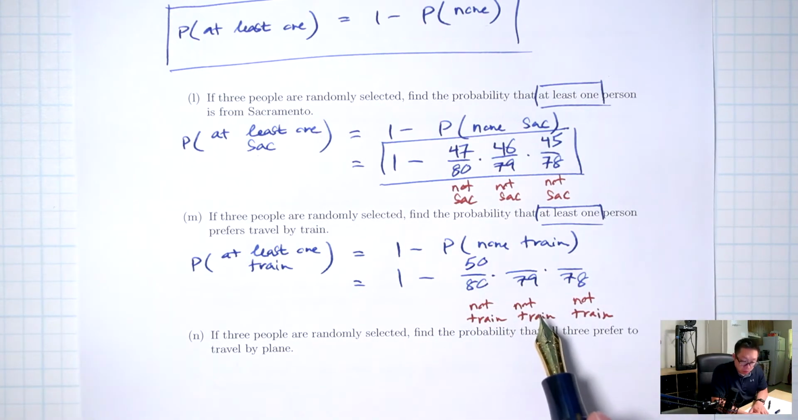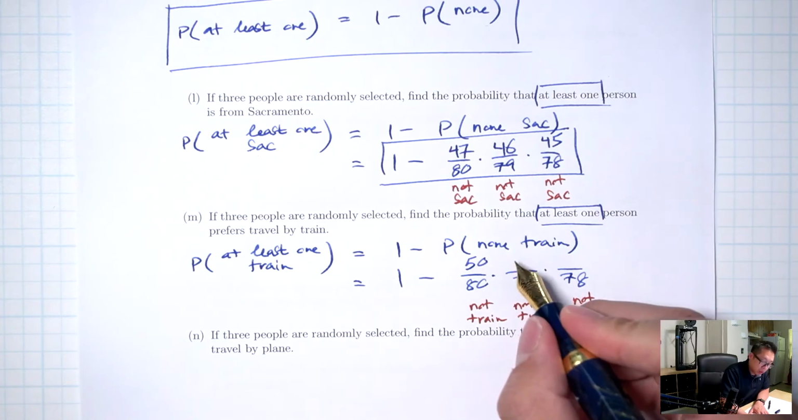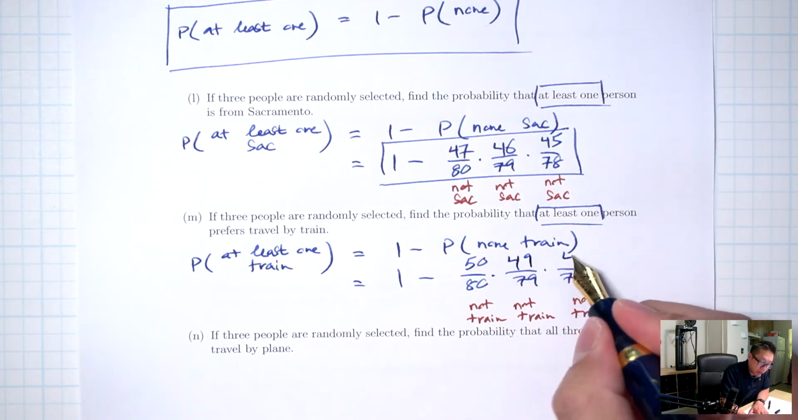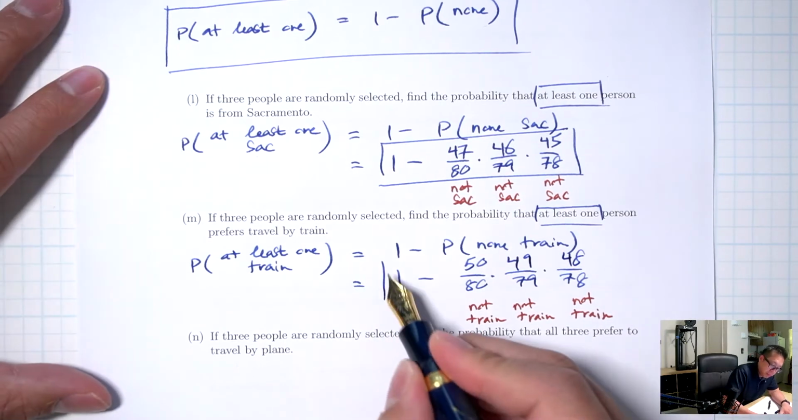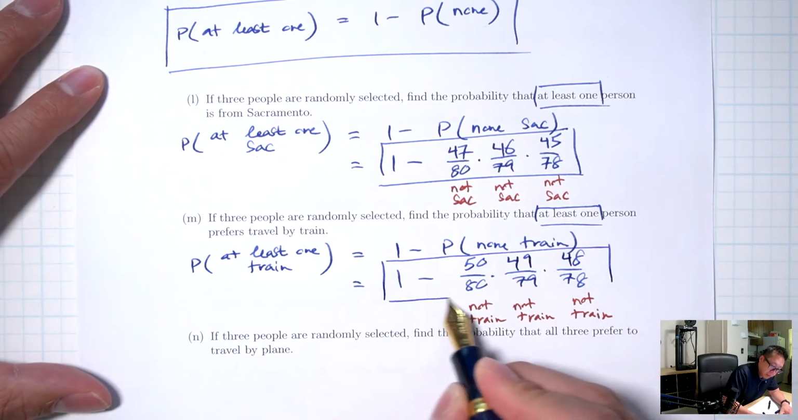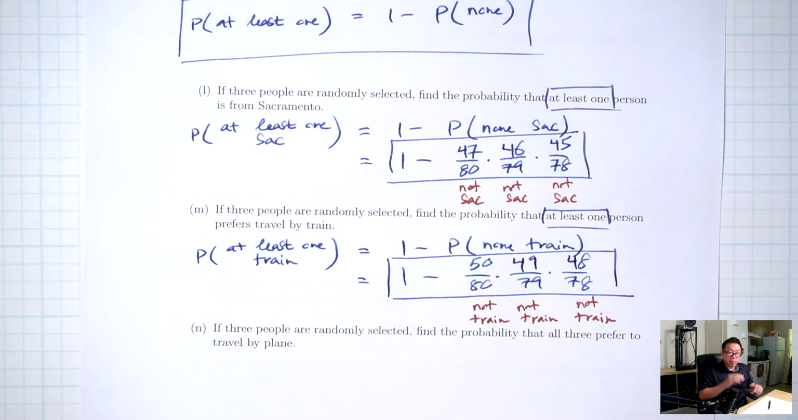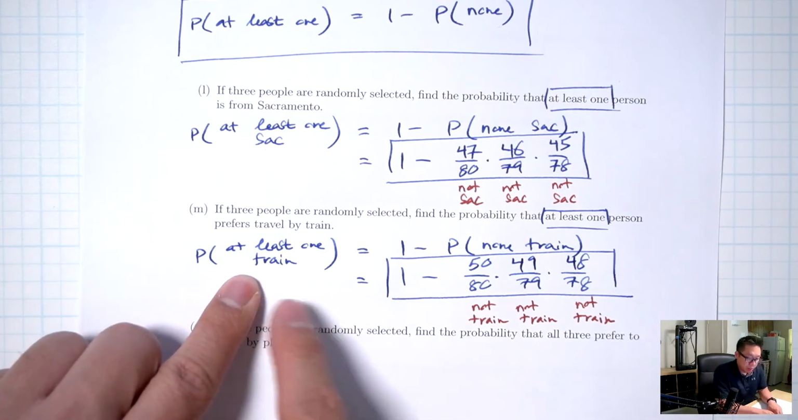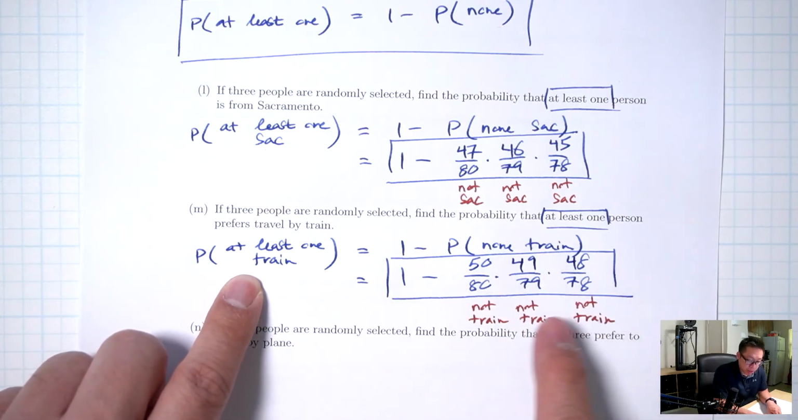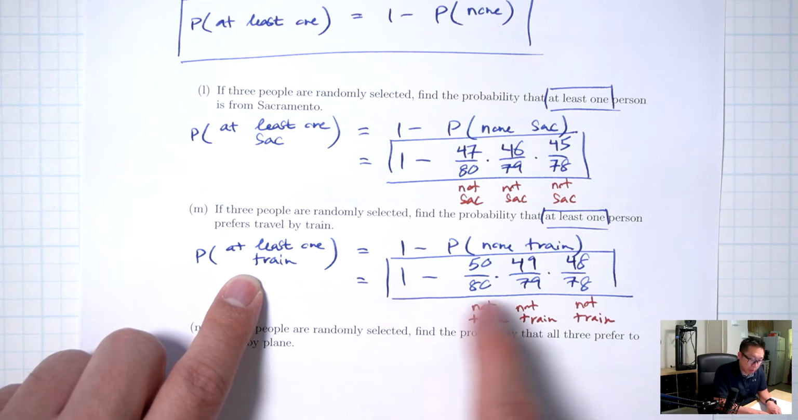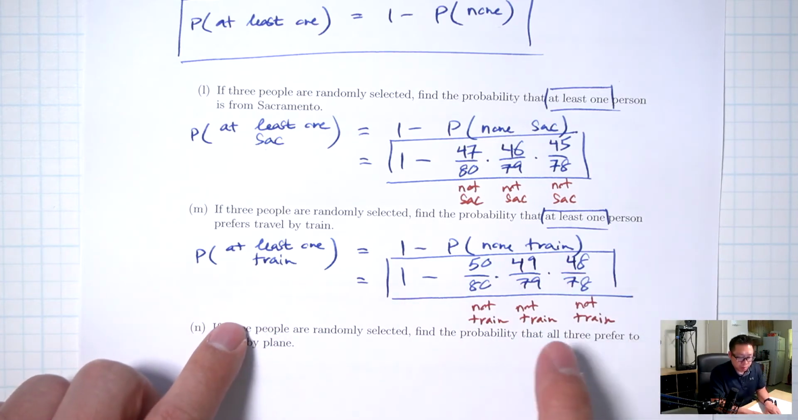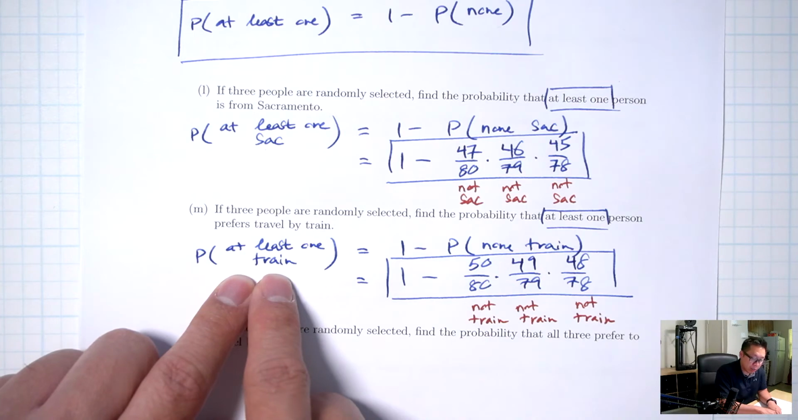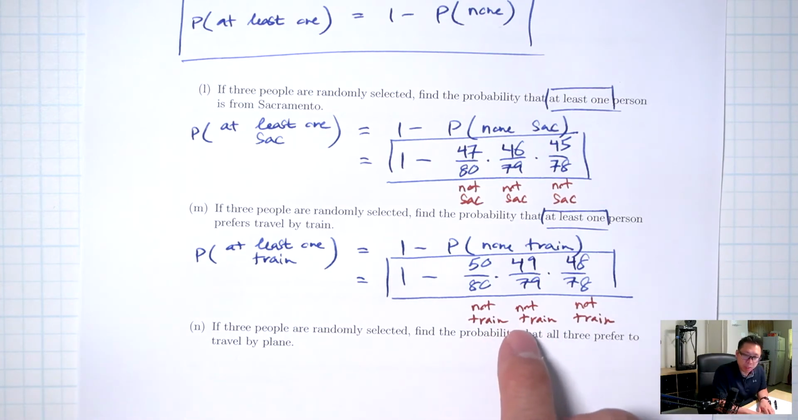Second fraction, I also want to be not train, which means I have to reduce by 1 because I used not train already. So we're down to 49 and then 48. Okay, so keep in mind that even though we're looking for probability of at least one train, on the right side, for the fractions, we're looking at not train, not train, not train. That's because we have this 1 minus, so it's 1 minus the complement. That's why, even though we're looking for train, you're actually doing not trains.